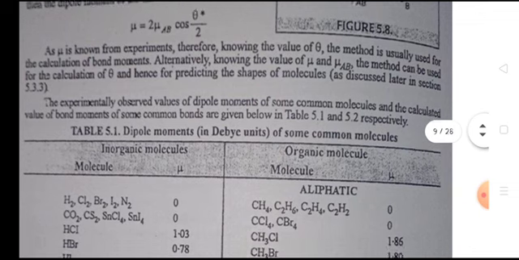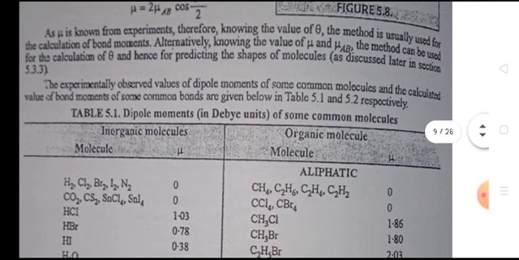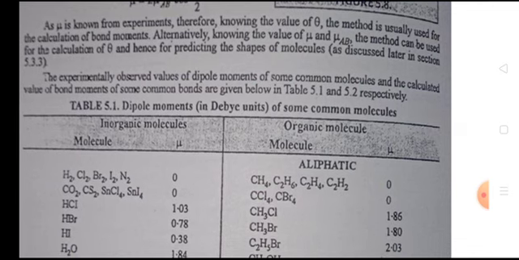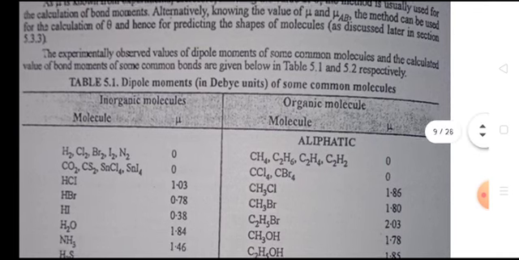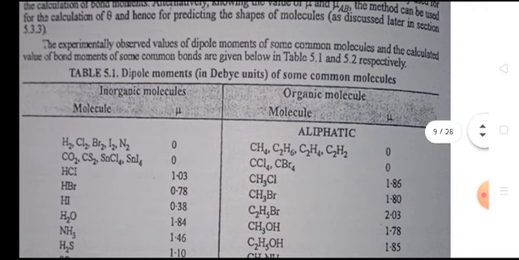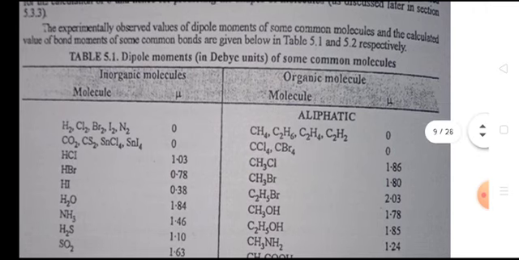As mu is known from experiments, knowing the value of theta, the method is usually used for the calculation of bond moments. Alternatively, knowing the value of mu and mu AB, the method can be used for the calculation of theta and hence predicting the shape of molecules. The experimentally observed values of dipole moments of some common molecules are given. Values of bond moments of some common bonds are given in the table below.